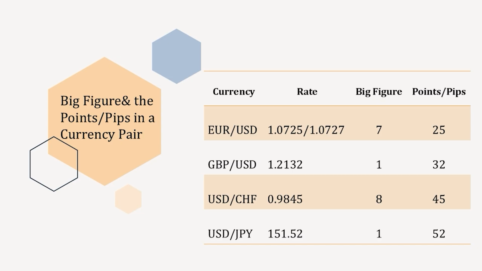Traders often focus on the last 2 digits because that's where short-term trading action happens. In summary, the big figure gives us the main level of the exchange rate. The pips or points represent the fine movements that traders watch closely.